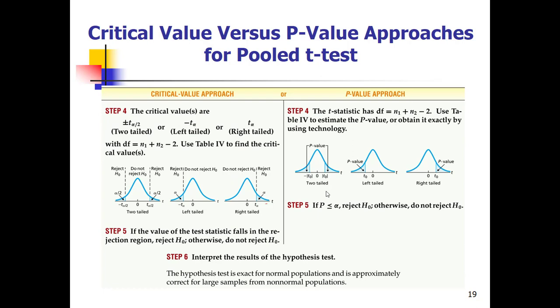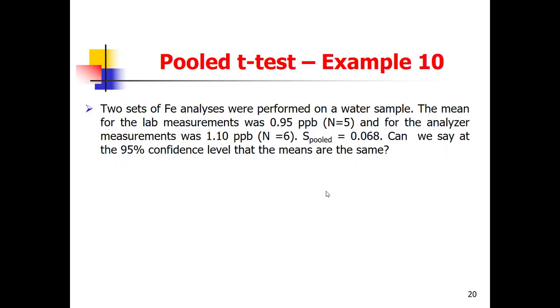So now we have another example. Two tests of iron analysis were performed on a water sample. The mean for the lab measurement was 0.95. We had 5 samples, and for the analyzer the mean was 1.1. We had 6 samples. S pooled, the SP, is already given to you. You don't need to calculate it.